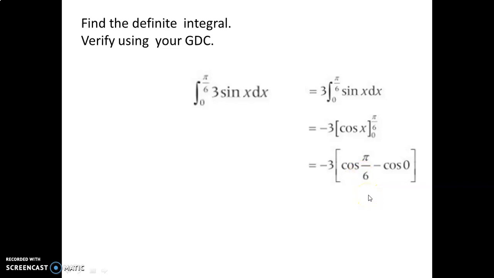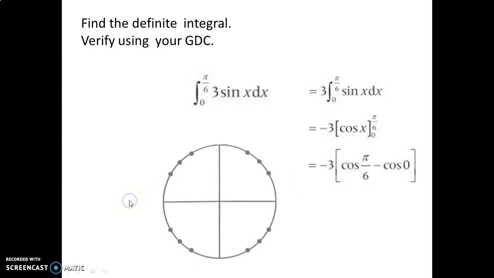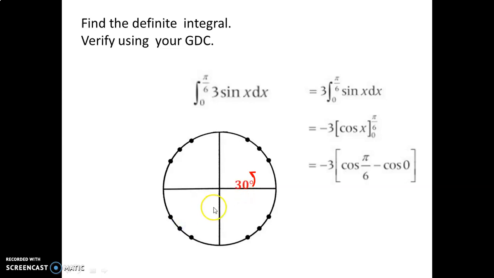See if you can remind yourself back to your trigonometry knowledge or thinking of the unit circle. All right, this is exciting. Here comes the unit circle. So there we have it. We spin an angle of 30 degrees, pi over 6. We get this triangle here.